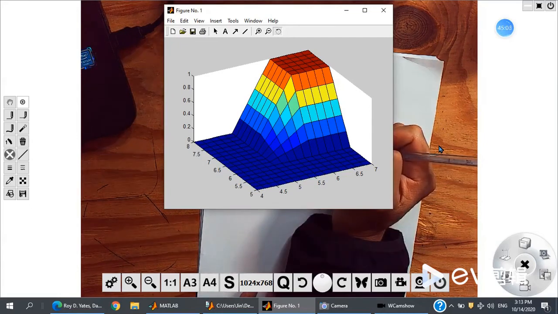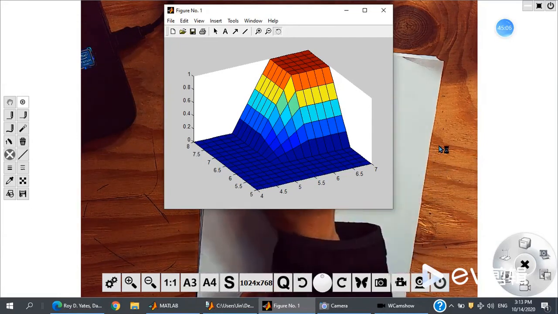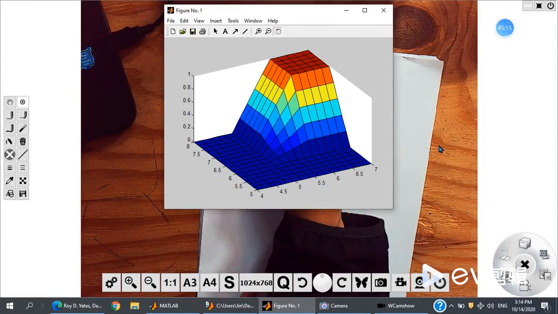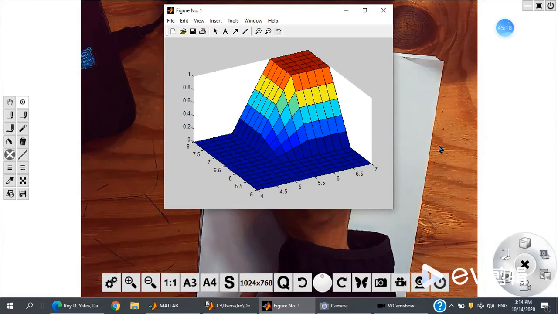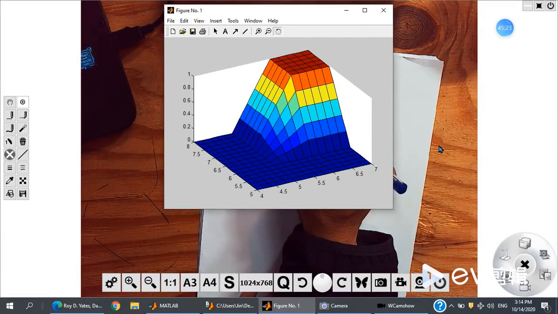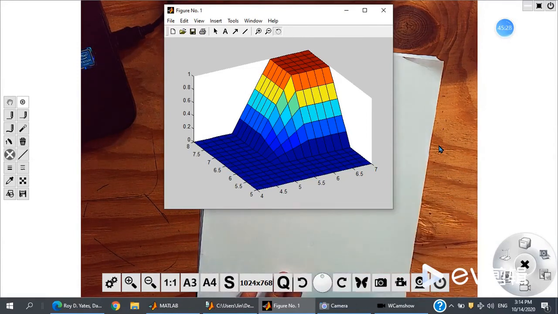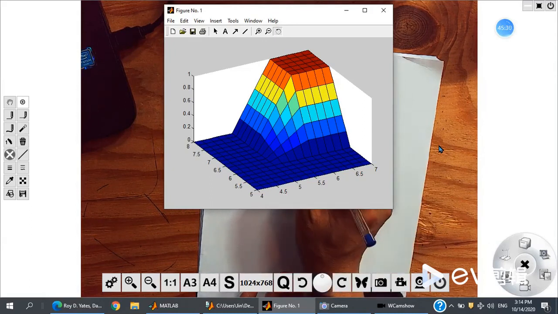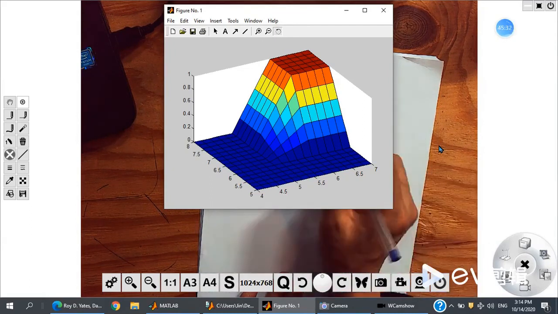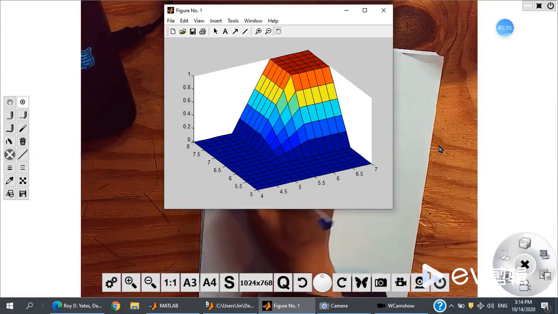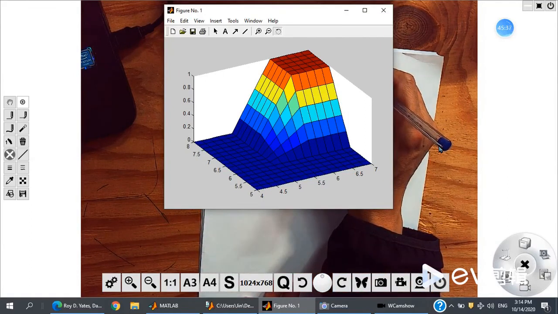This is not so exactly correct. It should be written this way: x goes to positive infinity and y goes to positive infinity. Then you have F_XY, and this is 1. Both x and y go to large enough, to infinity, and this will be 1.